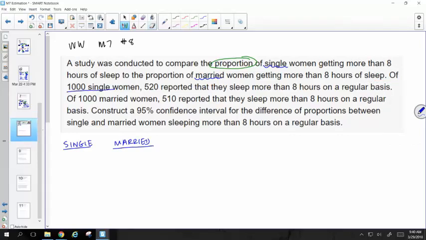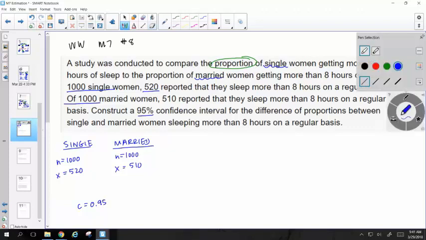Of 1,000 single women, so sample size 1,000, 520 reported they sleep more than 8 hours. So that's the X value, 520. Of 1,000 married women, sample size 1,000, 510 reported they sleep more than 8 hours on a regular basis. Our job is to create a 95% confidence interval, so the confidence level is 0.95, for the difference of proportions.